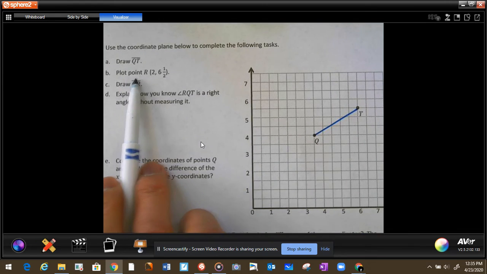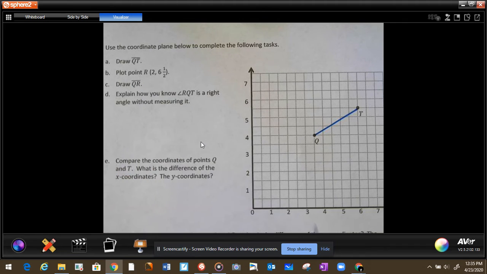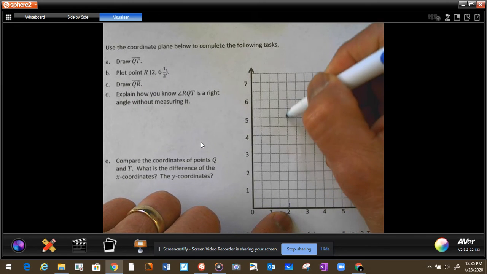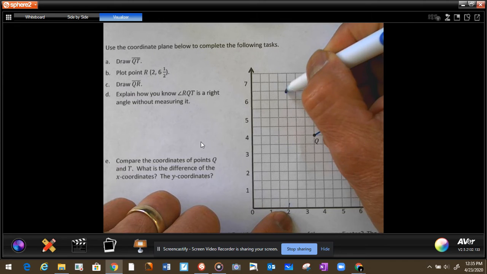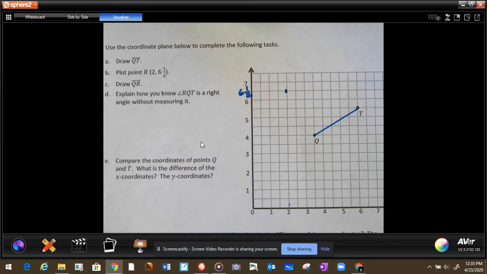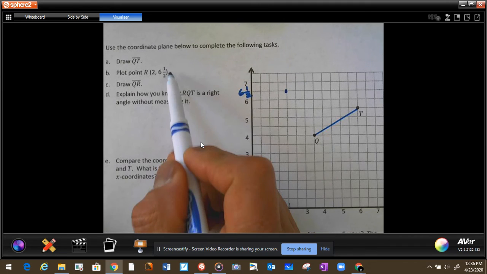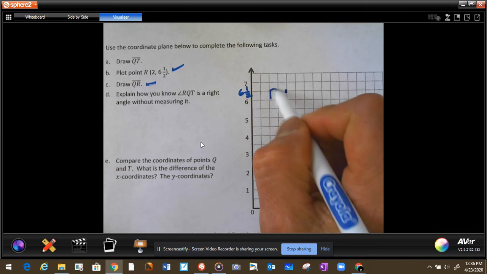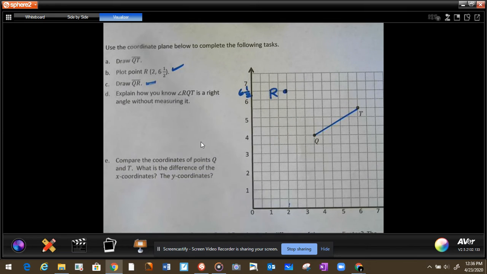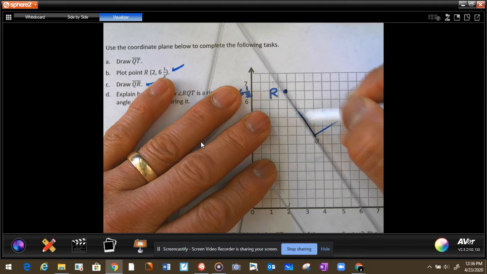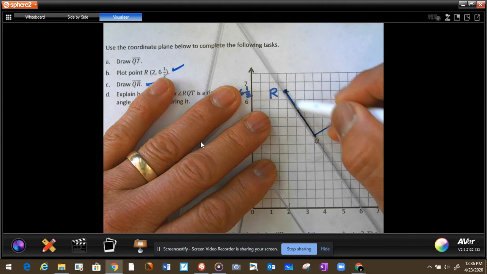Plot point R at 2, X is 2, so we're going to run to 2, and Y is 6.5. So we're going to go up to 6.5. There it is. 6.5 is between 6 and 7. So that is the point. Check. Draw QR. Okay, so let's label this. This point is R. So we have to draw the segment QR. There you have it.